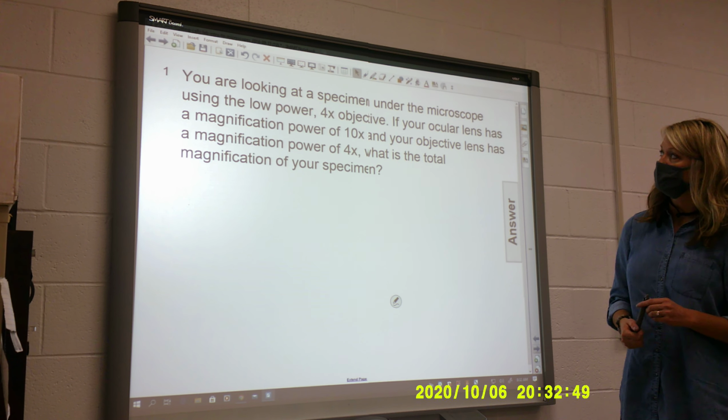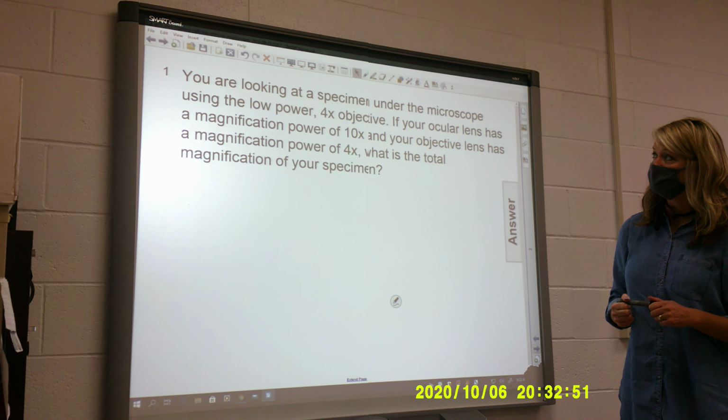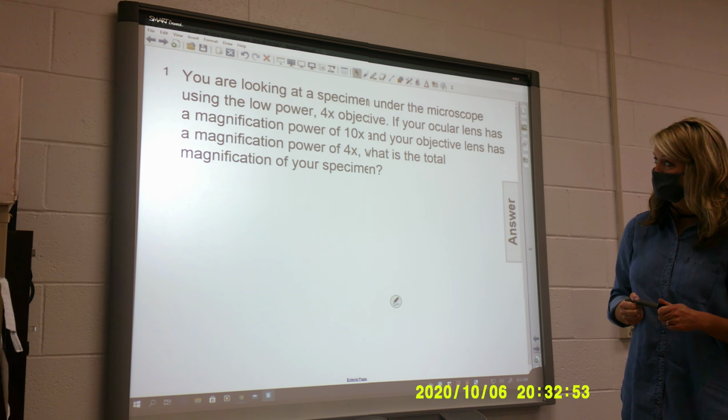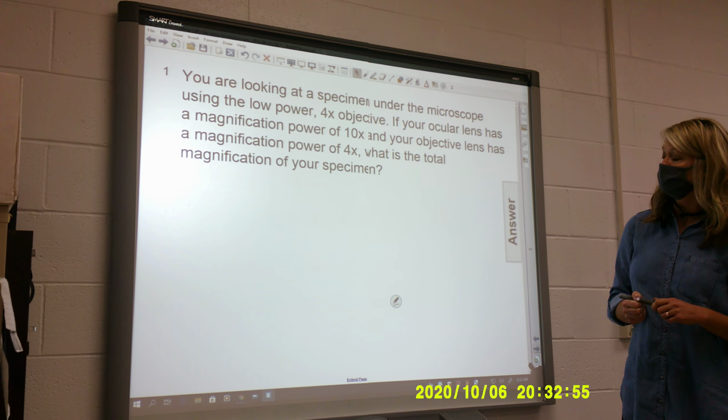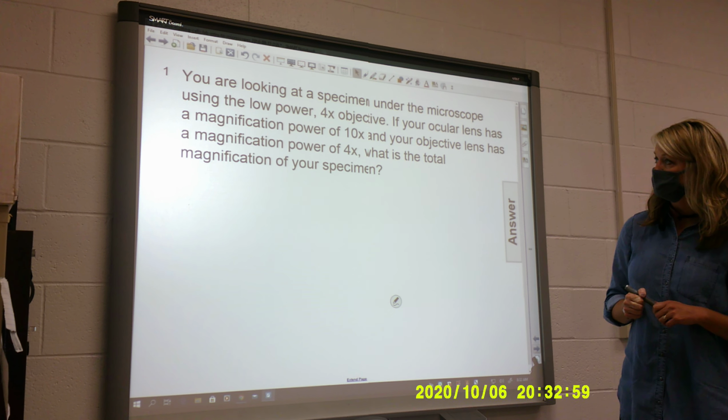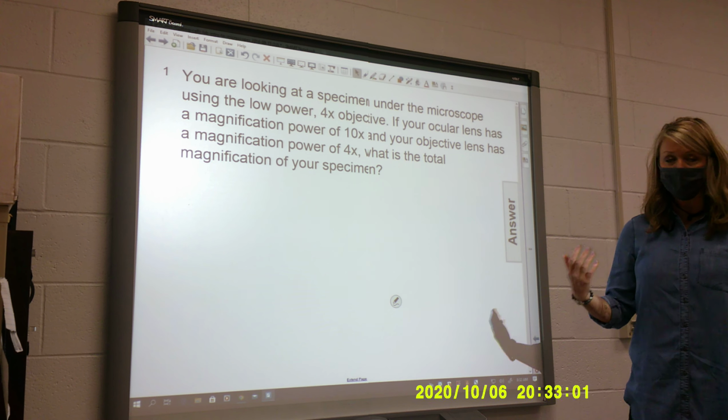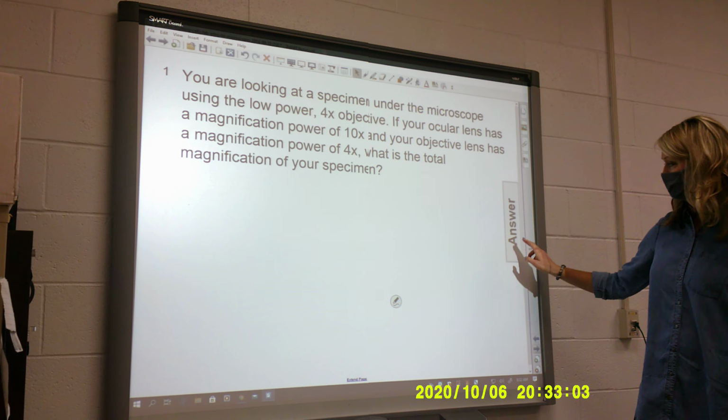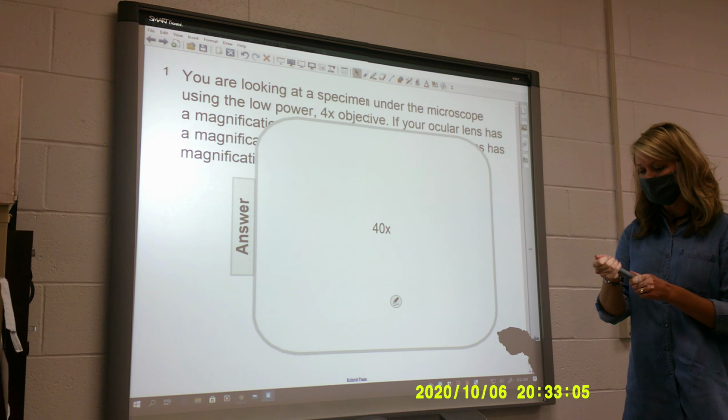You are looking at a specimen under the microscope using the low power 4 times objective. If your ocular lens has a magnification power of 10 and your objective lens has a magnification power of 4, what is the magnification? 40. Got it. 40 times.